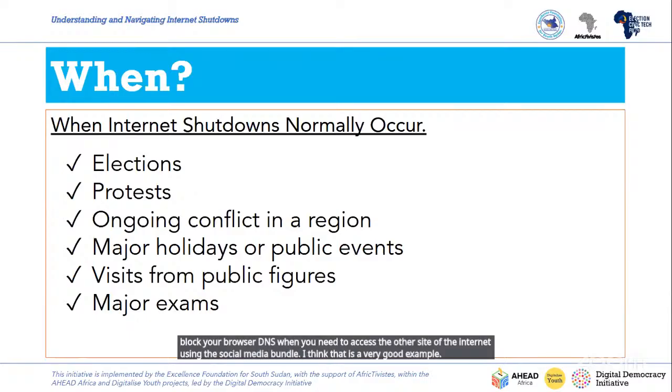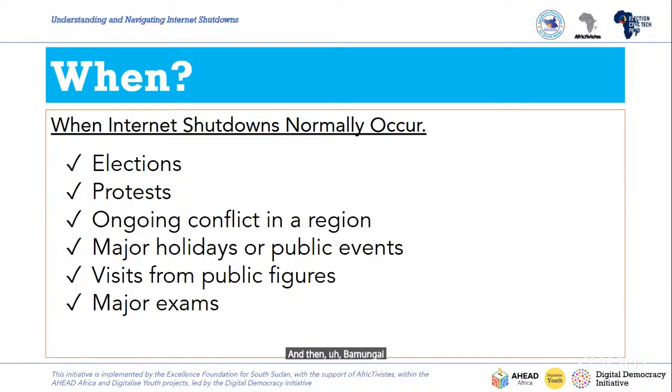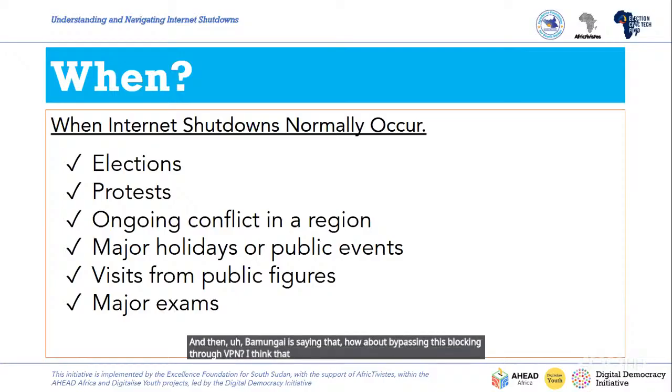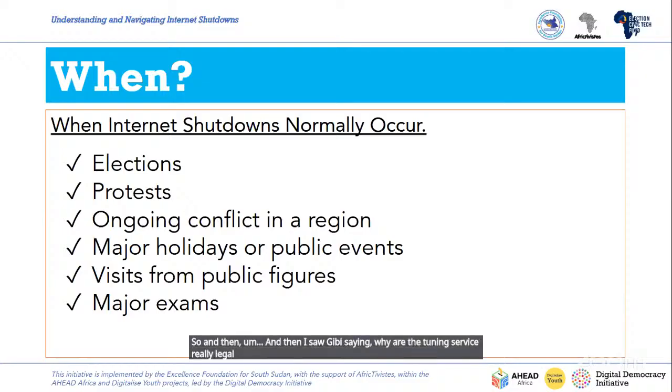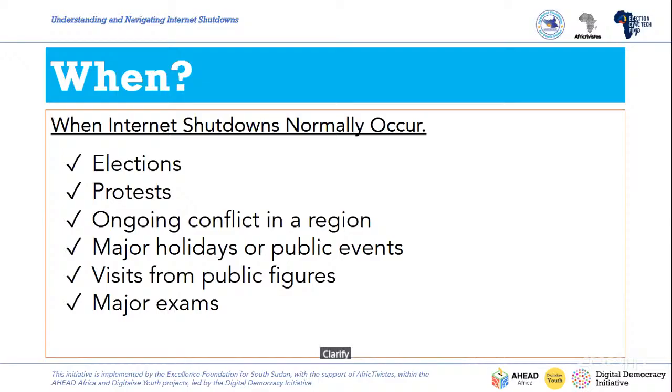And then Bamong guy is saying, how about bypassing this blocking through VPN? I think that is against the law. And then Salva replied that using VPN is not illegal. And then I saw GB saying that while the tool itself is rarely illegal, using a VPN to commit crimes such as hacking, illegal file sharing, or accessing prohibited content remains unlawful. So he's trying to clarify the lawful and unlawful acts when it comes to the use of VPNs.